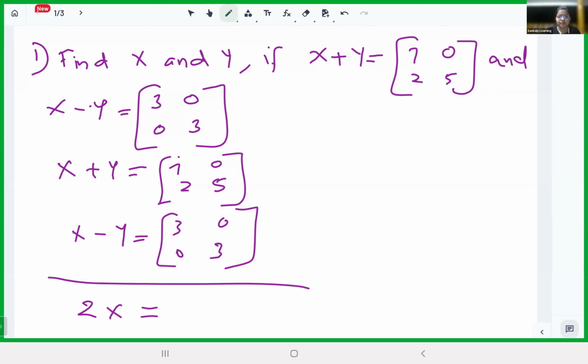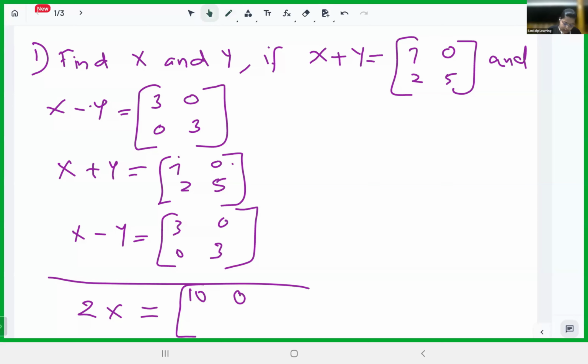So, which means the first element will be the addition of 7 and 3. How will you get the first element? You should add the first element of both the matrices. So, what is the first element of the first matrix? It is 7. Then, first element of the second matrix is 3. So, if you add 7 and 3, you will get the value as 10. So, what is the first element of the new matrix? It is nothing but 10. Okay, so 7 plus 3 is equal to 10. Then you add the second element, 0 plus 0 is 0.